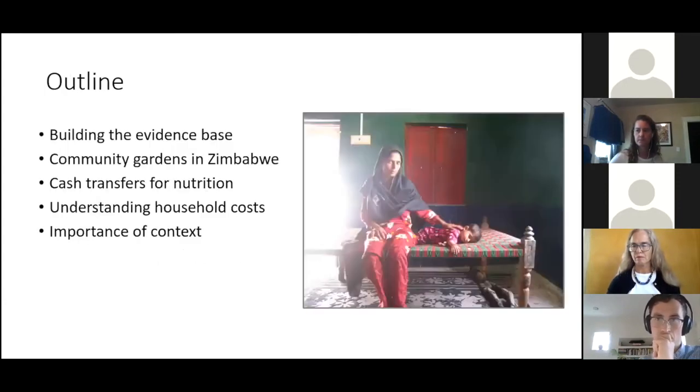So a quick outline. We'll start with some general reflections on building the evidence base. Then we'll move to application for nutrition sensitive programs, looking at a case study on community gardens in Zimbabwe, and then an overview of findings on several cash transfers for nutrition outcomes. Then we'll shift gears a bit and look at some principles to understand generally for economic analysis, including the importance of understanding household costs and the influence of context on the findings of an economic analysis.